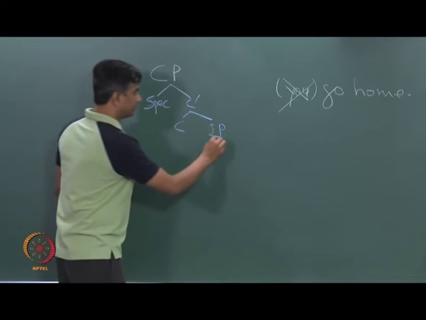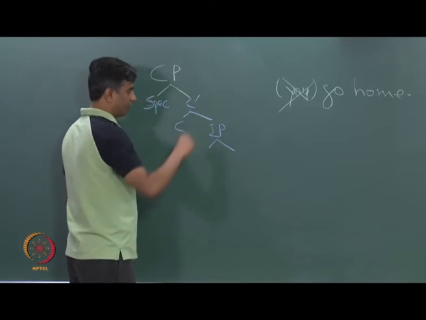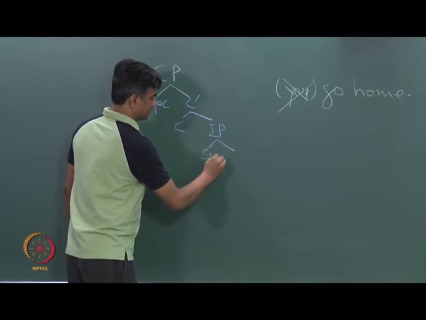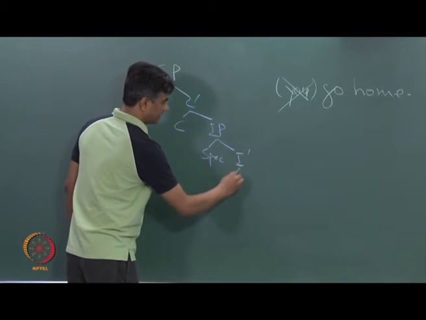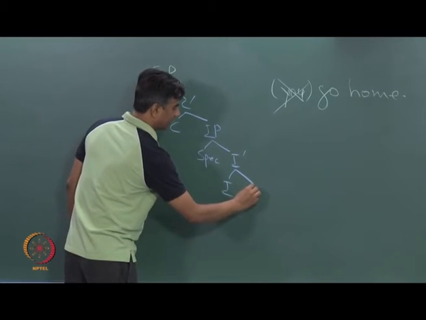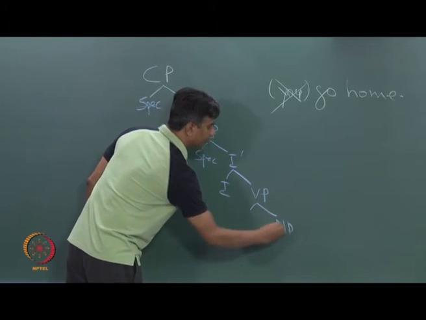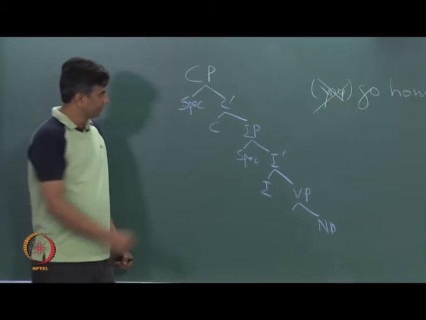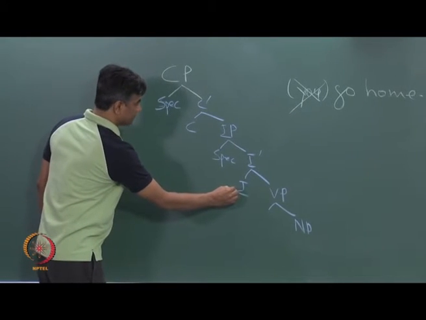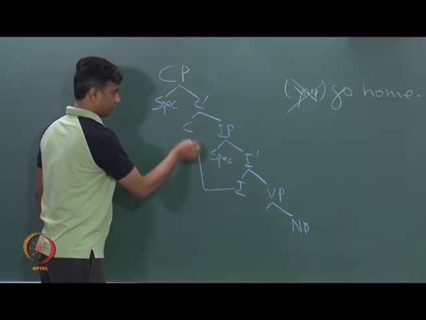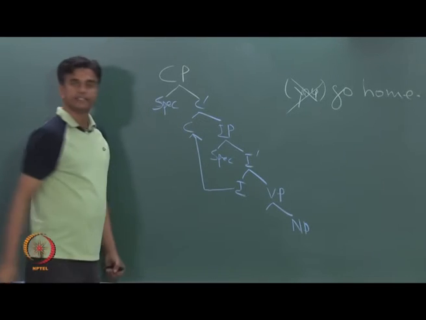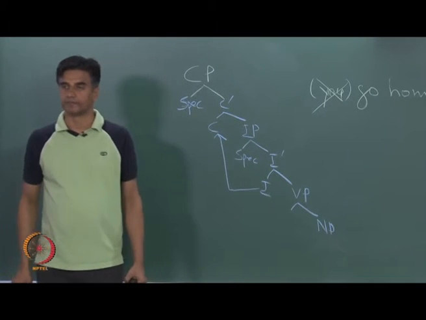Okay? Then I'm not drawing the whole sentence. This is just for you to see. Here is our I, and here is our VP, and here is our NP. Okay? So when I moves, the idea is it goes to the C position.